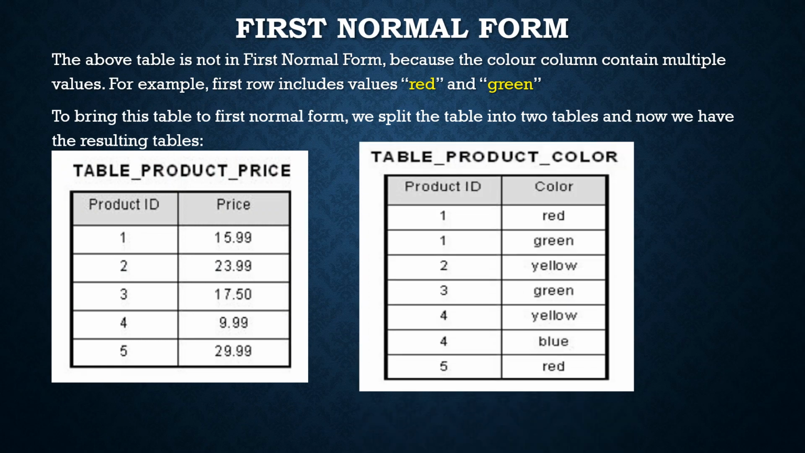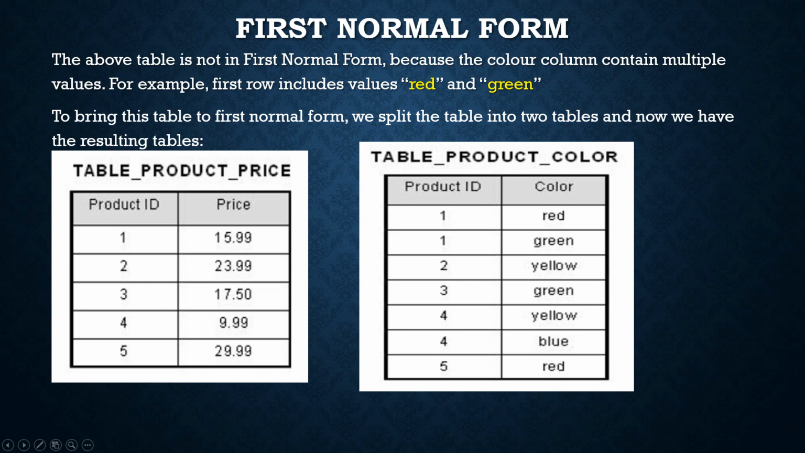Like this. That means we are going to split one table into two, and in that case we are specifying the color differently. In this case, first we are specifying product ID 1 is red, and again product ID 5 is red, and the fourth one is yellow, and here also the fourth one is blue. And actually in the previous table, product ID 1 has two colors, red and green. Here we are specifying product ID 1 two times, with red and green.